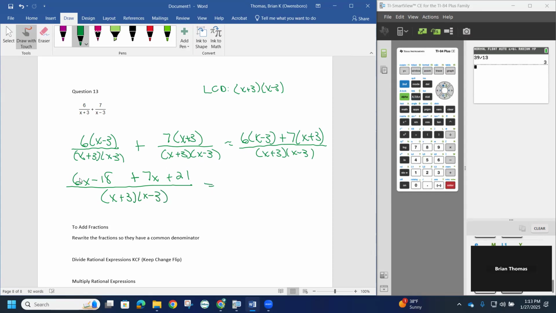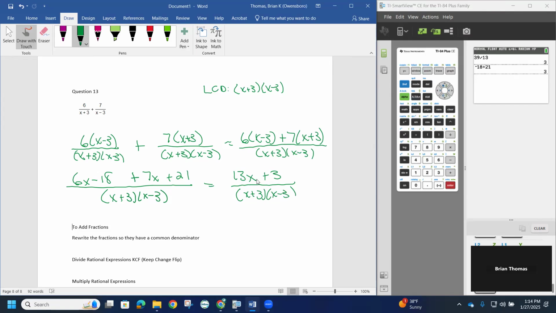But notice how we've got to go one more step. We've got to still combine like terms. So the 6x and the 7x would give me this 13x. And then this negative 18 and a 21 would give me a 3. So 13x plus 3 would be my numerator. And on the denominator, I'd have x plus 3 times x minus 3.